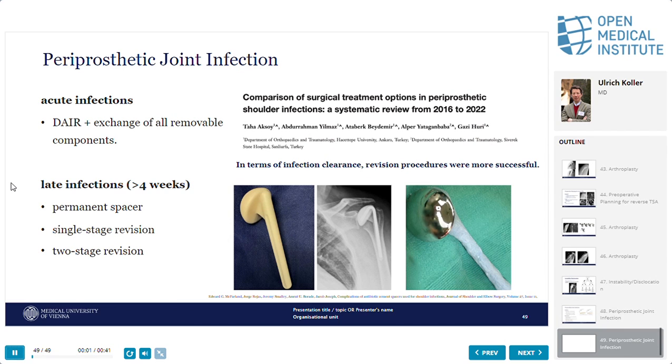What is our procedure? If it is under 4 weeks, we can do it there. So we are just opening, removing all this scar tissue and so on, and a very precise debridement, and we change the polyethylene and the mobile pieces of the prosthesis. The other option would be a permanent spacer or a single or 2-stage revision. It depends on the cases.